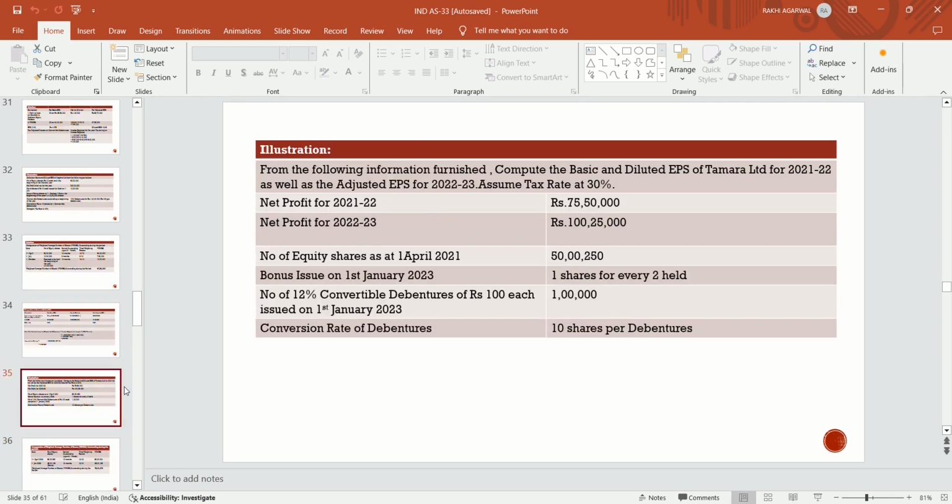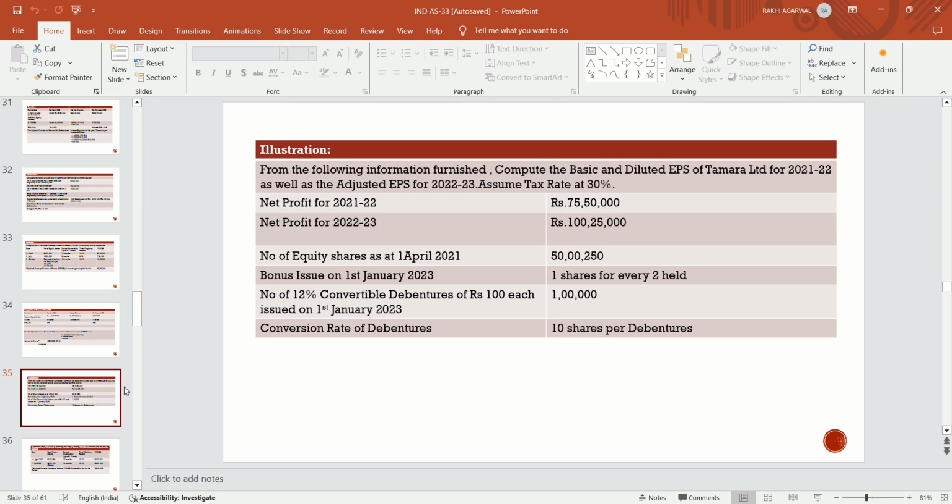From the following information furnished, compute the basic and diluted EPS of Tamara Limited for the financial year 21-22, as well as the adjusted EPS for the financial year 22-23. Assume the tax rate at 30%. Net profit for 21-22 is 75 lakhs 50,000. Net profit for the financial year 22-23 is 1 crore 25,000.